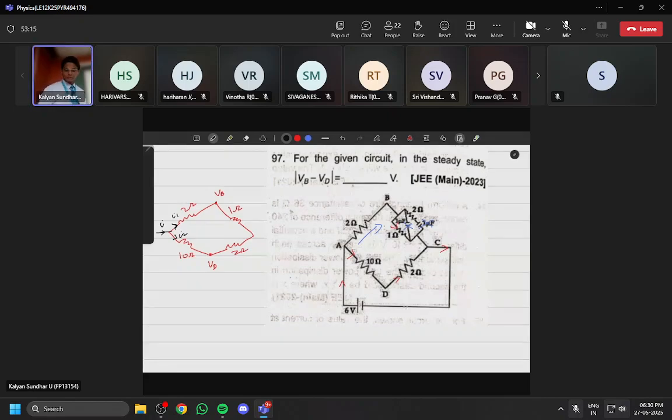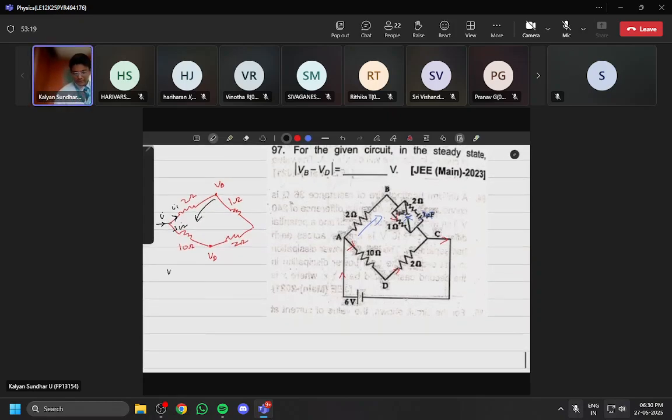From which branch to which branch should we go? We will go like this, correct. So how will we make the equation? VB, minus or plus? You are going against the direction of current, so it will become plus 2 times I1. Next, going down, minus 10 times I2 will be equal to VD. So VB minus VD will be equal to 10 I2 minus 2 I1.